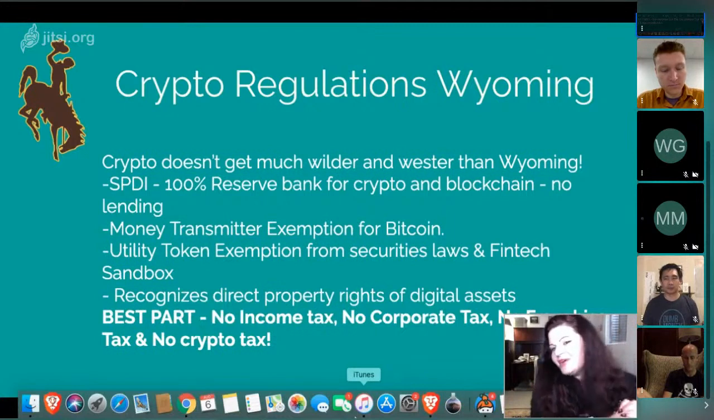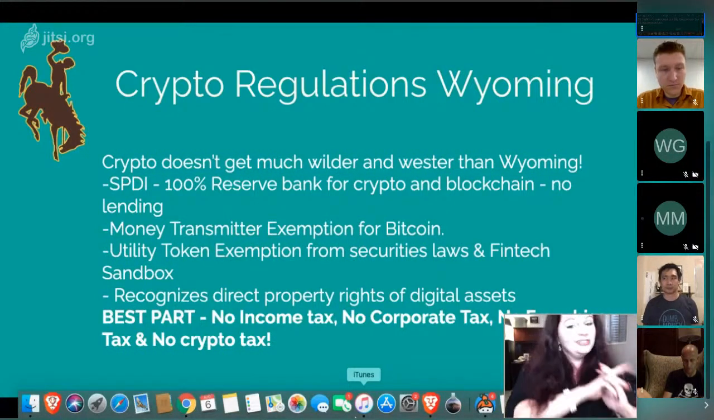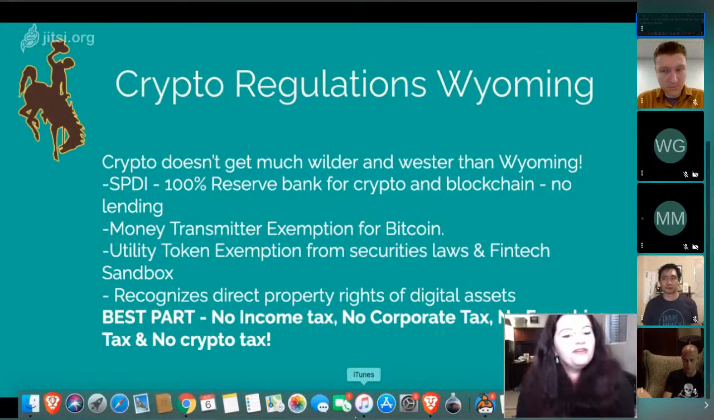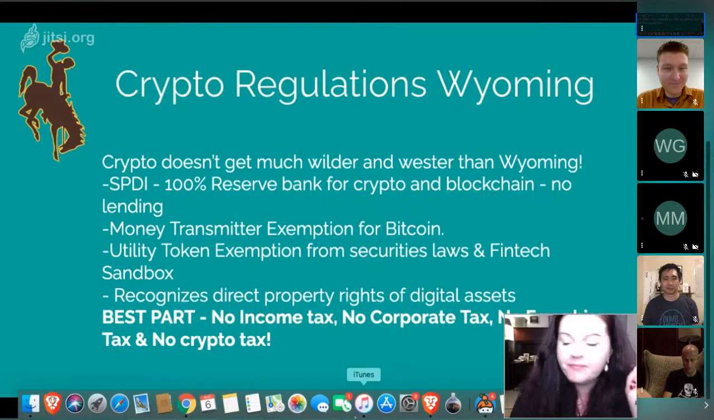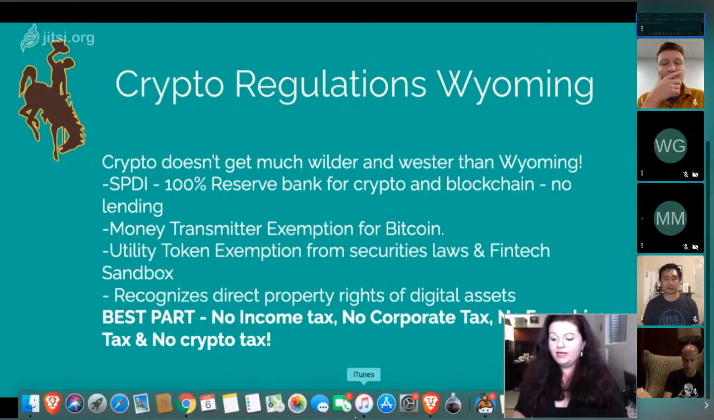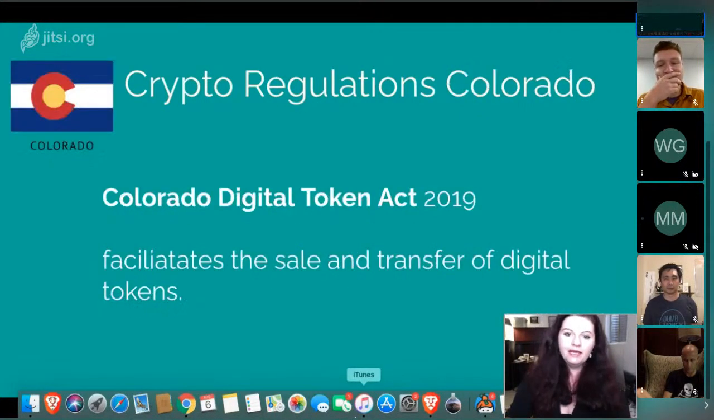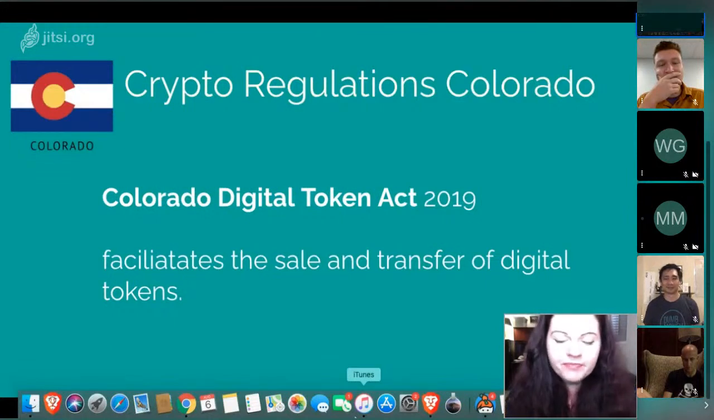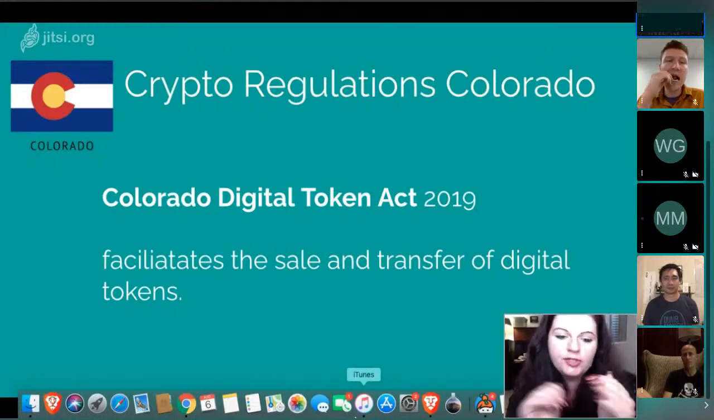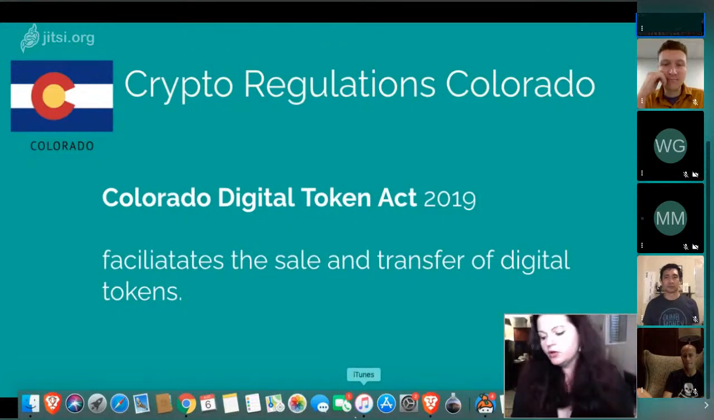And my favorite part about Wyoming is that there's no income tax, no corporate tax, no franchise tax, and no crypto tax. So go Wyoming. Now, right after Wyoming, there's Colorado, and we basically have been pretty much copy-pasting most of the valuable legislation. The Colorado Digital Token Act was passed in 2019, and this facilitates the sale and transfer of digital tokens. This also gives us an exemption from securities laws.